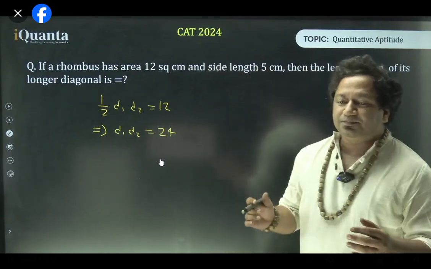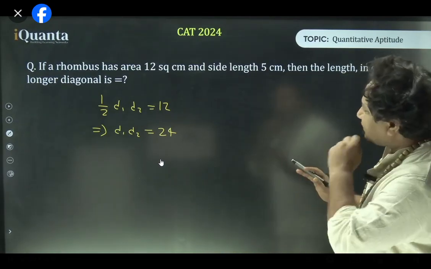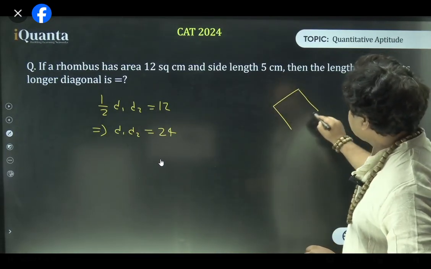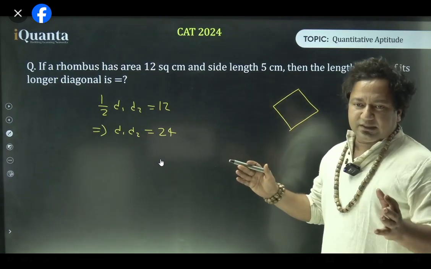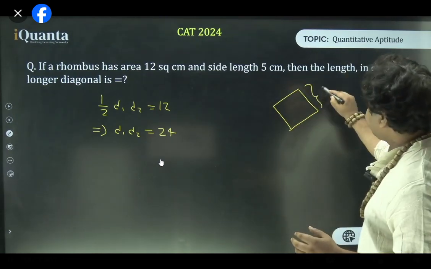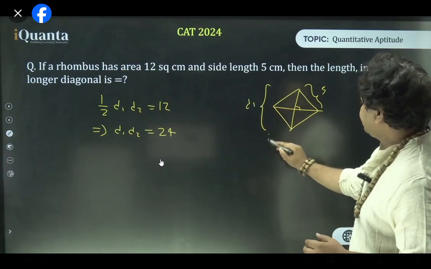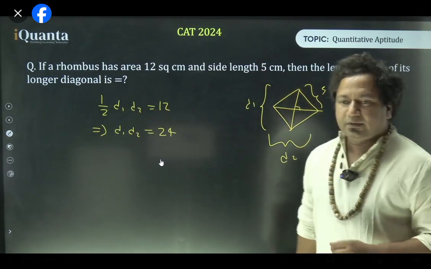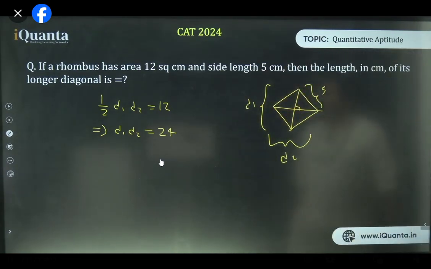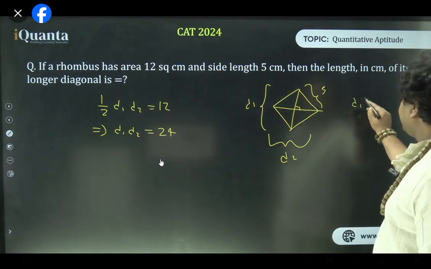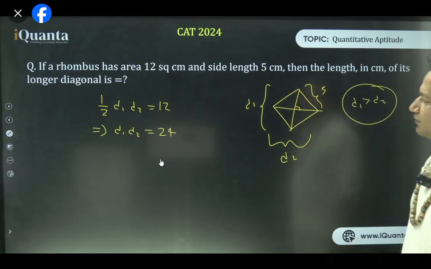Okay, so d1 times d2 is 24. That's what we know. Let us try to draw the rhombus. I hope all of you have gone through the previous classes, right? This side is given as 5. This is d1 and this is d2. We need to find the length of the longer diagonal. So let us assume that d1 is greater than d2. We need to find that.